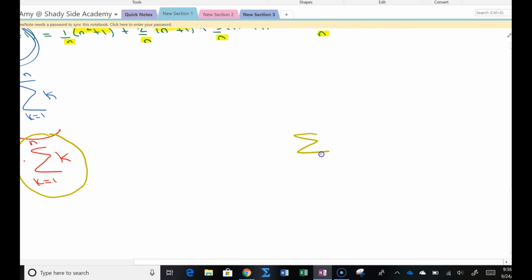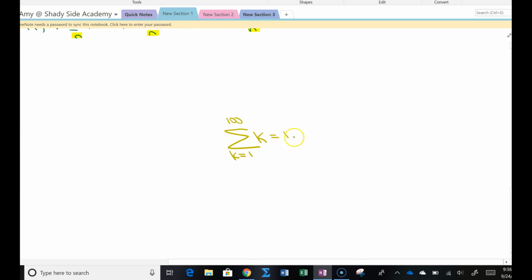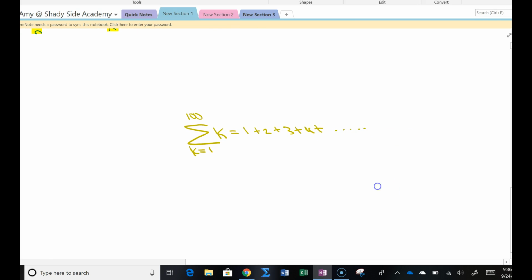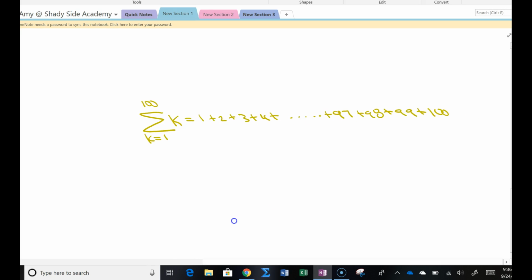The summation from k equals 1, let's just say n is 100, of k, right? This sum is going to look like this: 1 plus 2 plus 3 plus 4, plus all the way through. Let's just take the last 4 terms: plus 97, plus 98, plus 99, plus 100. Okay? This is the derivation part. This is a derivation shortcut I showed my class last year.